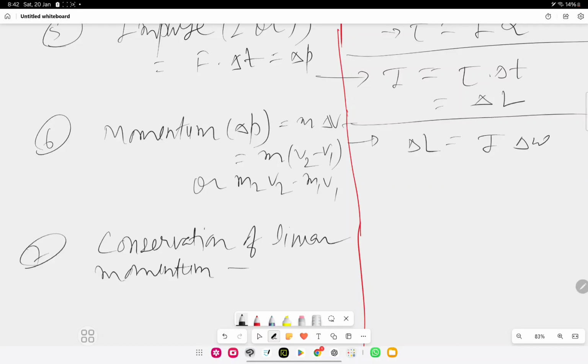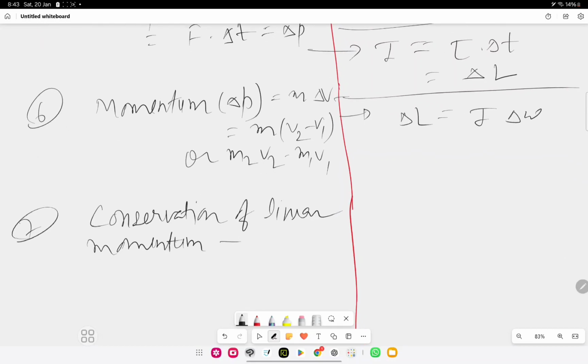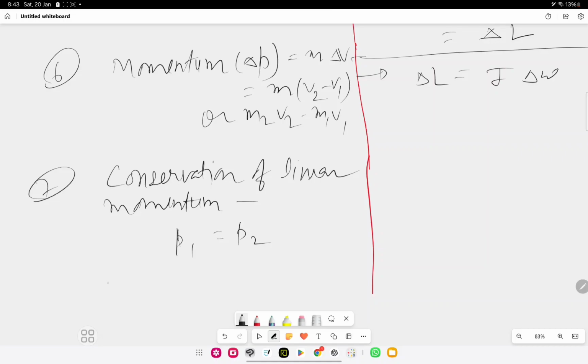Conservation of linear momentum means, remember what we had said, if net external force is 0 acting on the body, then we say that initial momentum is equal to final momentum of a body, or we can say at any time momentum of a body remains constant. Or we had said p1 equals p2. So momentum at one time p1 equals p2. This we can write m1 v1 equals m2 v2, or we can say mv is constant, right?